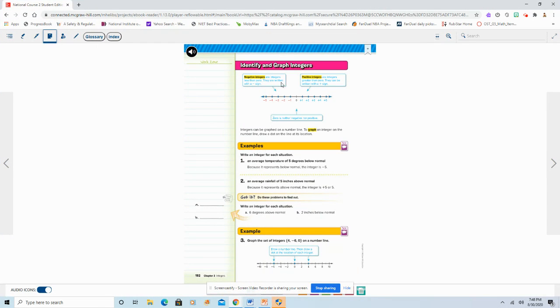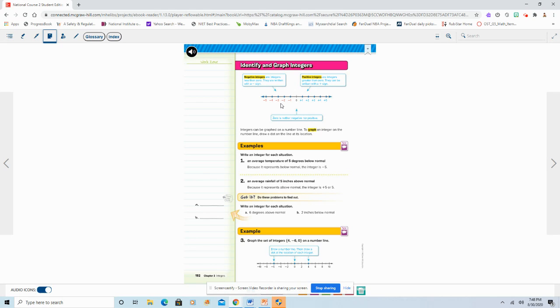Okay, we're going to identify and graph integers. Integers are the whole numbers. Whole numbers are counting numbers. 1, 2, 3, 4, 5, go on and on forever. 0. And then they're opposites. Positive 1, the opposite's negative 1. 2, negative 2. Those are integers.